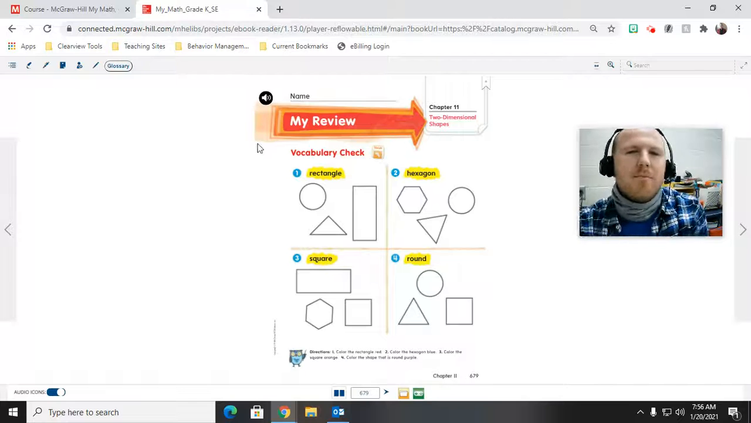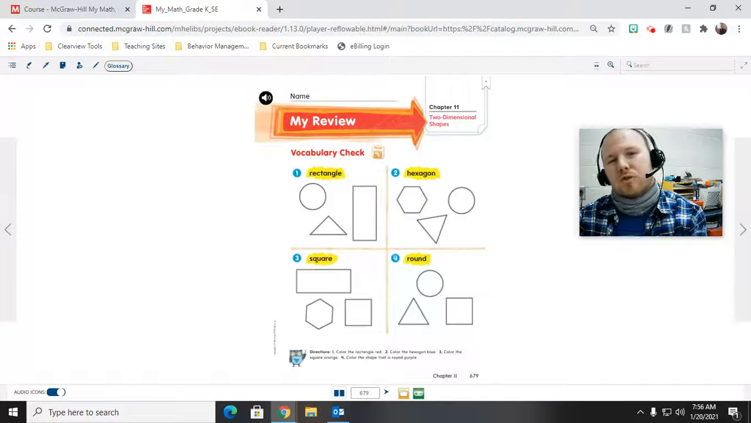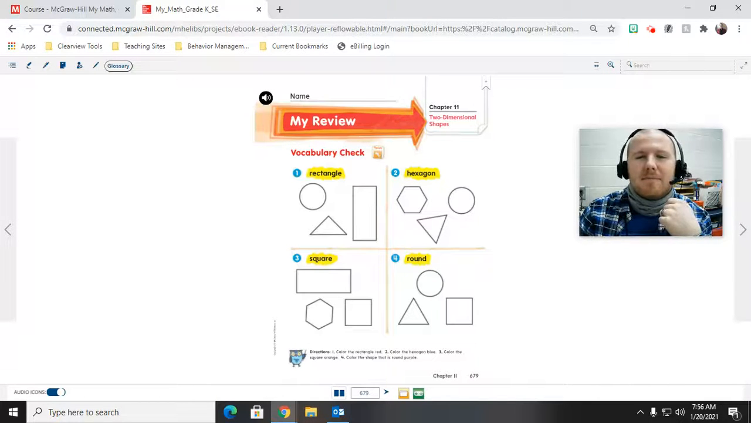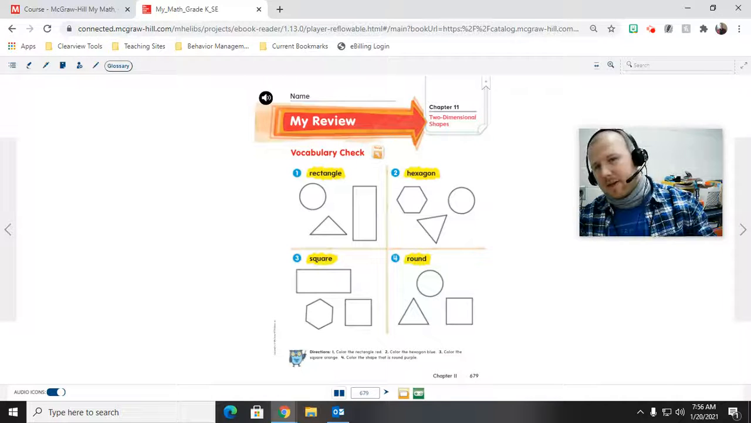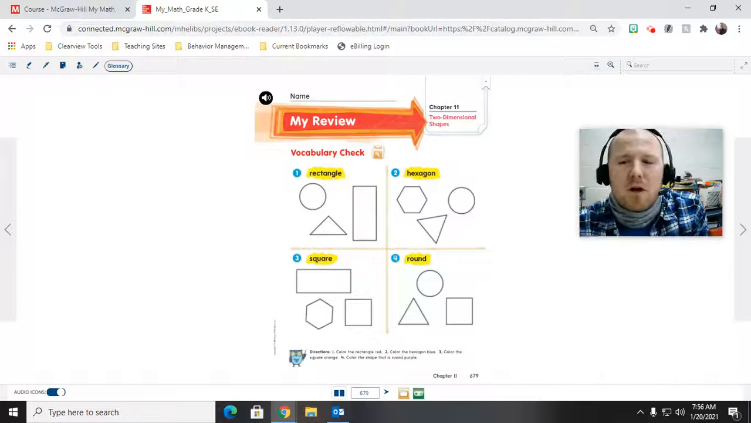What shapes have we been talking about? Well, of course, we've been talking about circles, squares, triangles, rectangles. And with my friends, we even go a little bit further and talk about quadrilaterals and things like that. But let's just stick with the basics. We're reviewing what we've talked about, of course. So let's take a look at our review. This is on page 679, okay? And this is really the end. We're going to be taking a test on this soon to see what you know. So let's see what you know now.